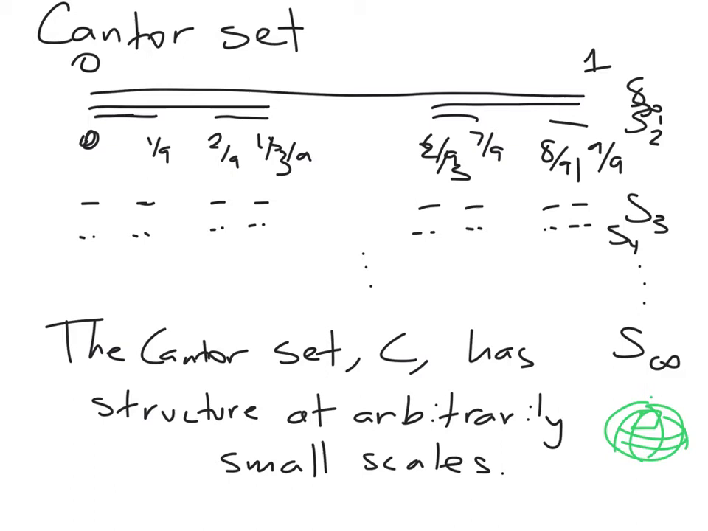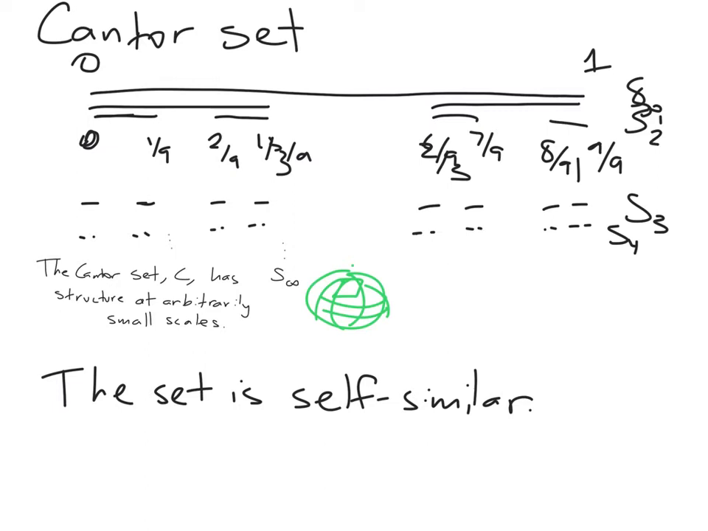That's not happening with the Cantor set. When we zoom in and zoom in and zoom in, we basically still see structure. We're never seeing a line or a plane or a manifold of this type. Instead, we're always seeing an object that has structure, and that if we continue to zoom in, we would keep seeing its structure. The Cantor set is a set that is self-similar.